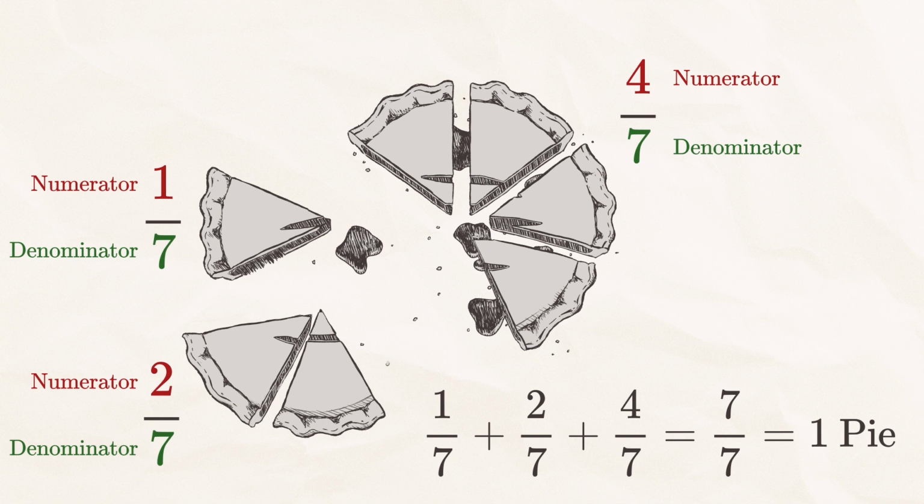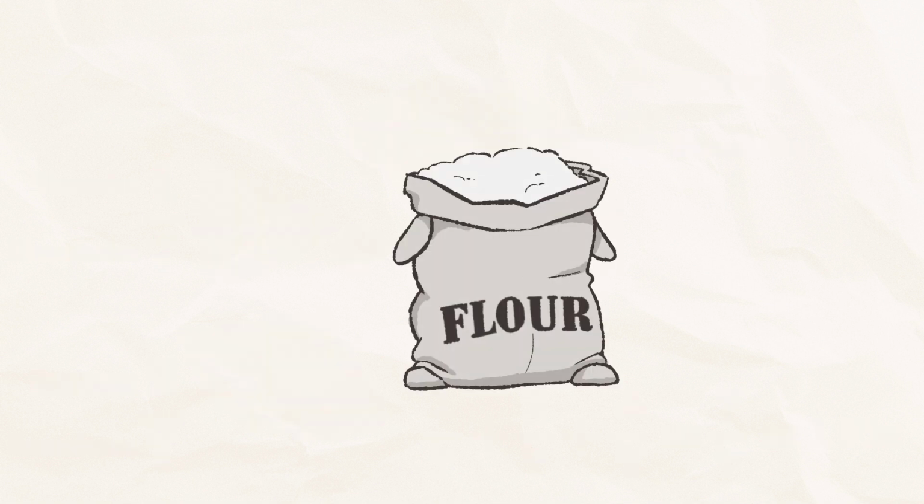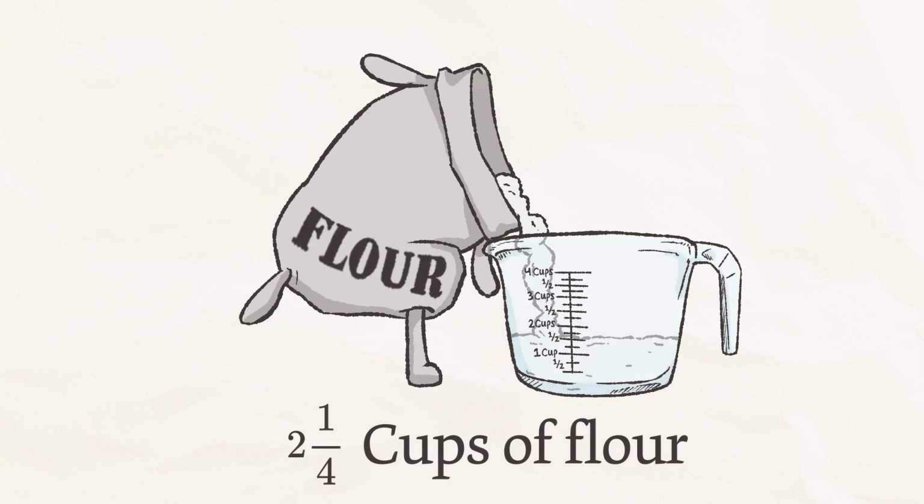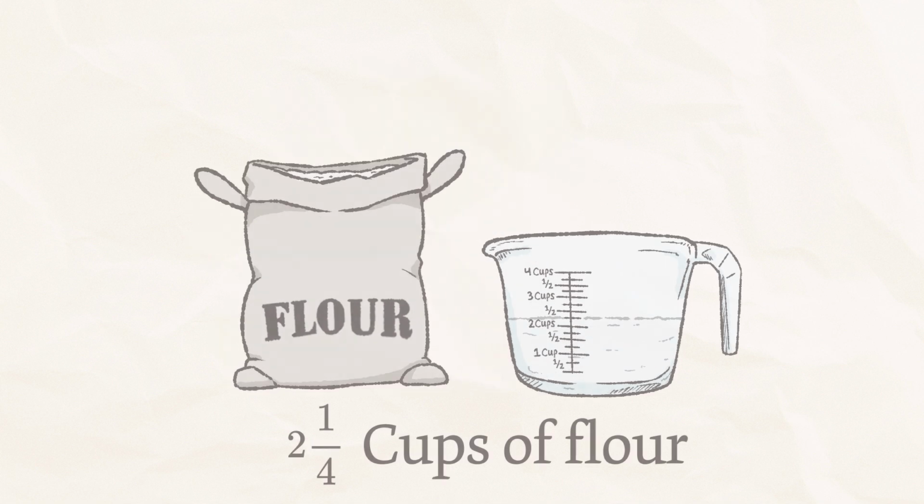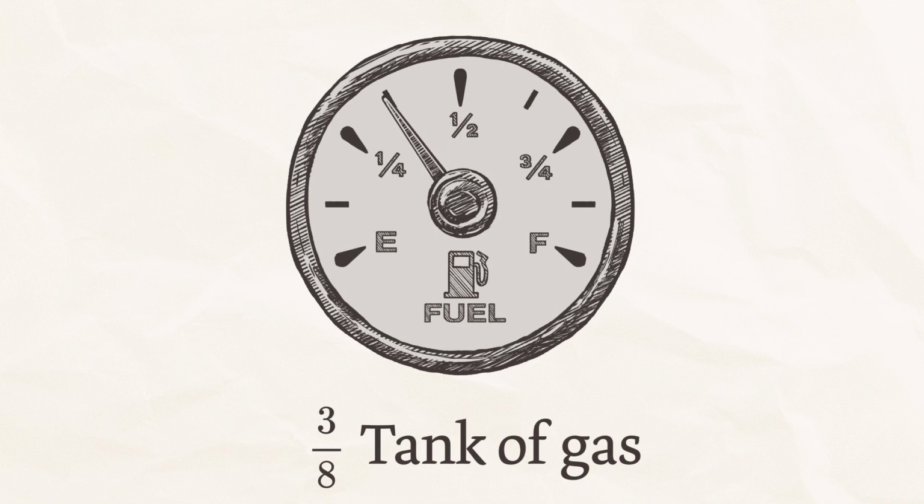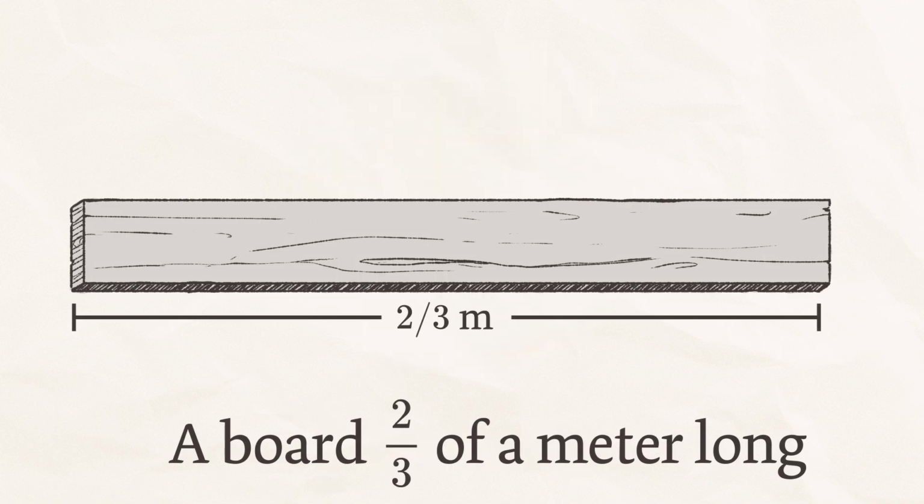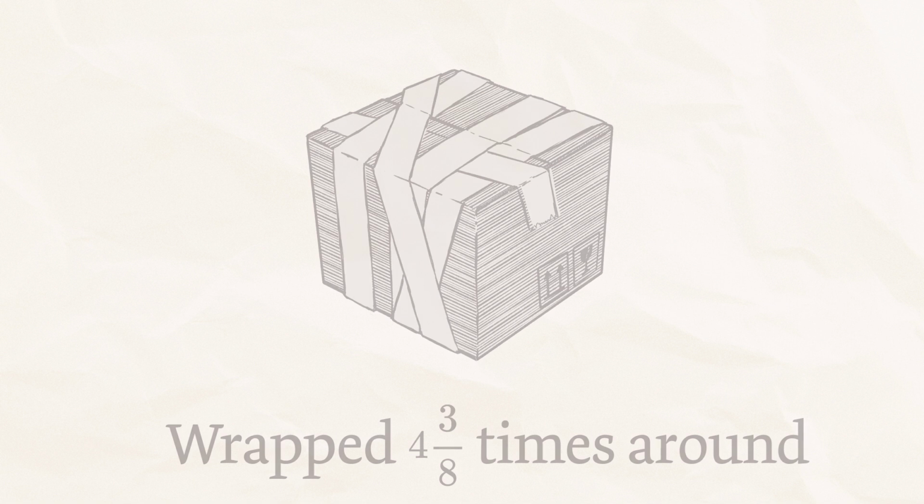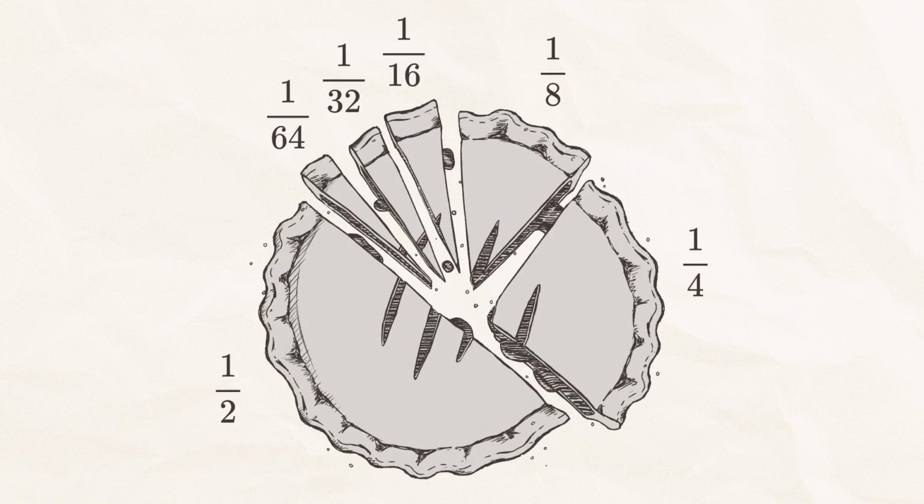We can use this system to talk about all kinds of things, not just pies. For example, here's a sack of flour. We can use 2 1/4 cups of flour to make some pies. We can have 3/8 of a tank of gas left, a board that is 2/3 of a meter long, or a piece of tape that can wrap around a box 4 3/8 times. And yes, we can have fractions that are fractions of fractions. It can be fractions all the way down.